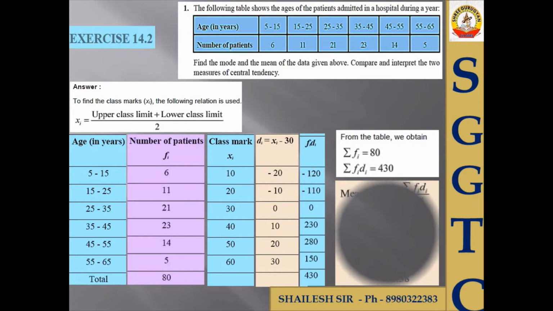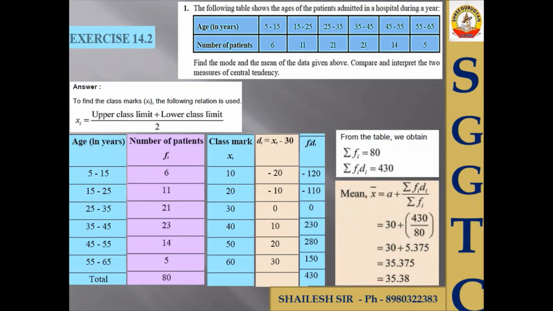Now put all values from the given table. Sigma fi, see the second column, number of patients fi, and that total is 80. So here we write sigma fi is 80 and sigma fidi is 430. Apply in the mean formula, a plus sigma fidi upon sigma fi. Put the values and calculate further. Surely you get approximately 35.28. This 35.28 is your final answer.